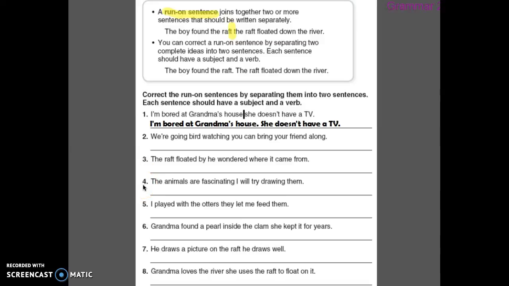Number 4, the animals are fascinating. I will try drawing them. Number 5, I played with the otters. They let me feed them. Number 6, Grandma found a pearl inside the clam. She kept it for years. Number 7, he draws a picture on the raft. He draws well. Number 8, Grandma loves the river. She uses the raft to float on it. Okay, you need to complete page 25 for today.